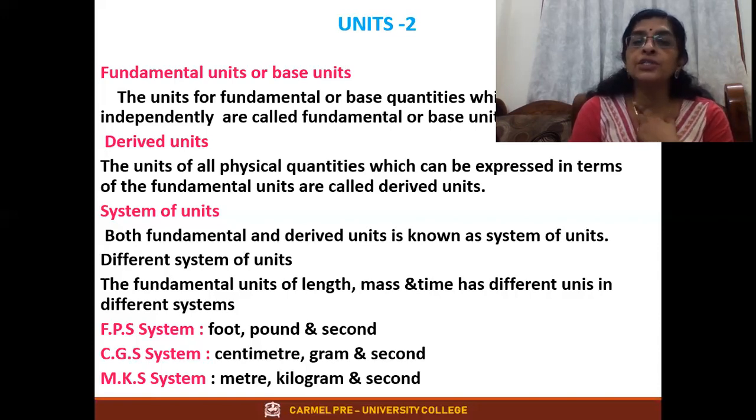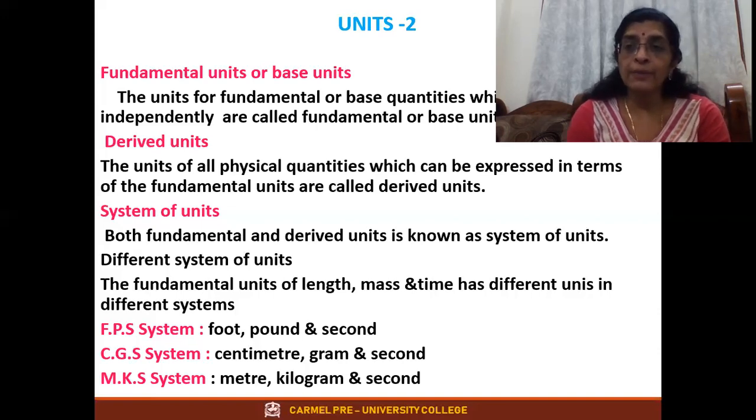The second one is the CGS system. In the CGS system, we have centimeter, gram and second. It is the next modified form. Then came the MK system, the modified one, which is meter, kilogram and second. This meter, kilogram and second is now in existence. That is also known as the International System of Units.